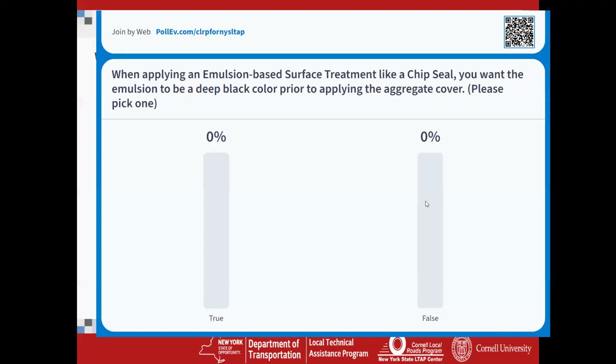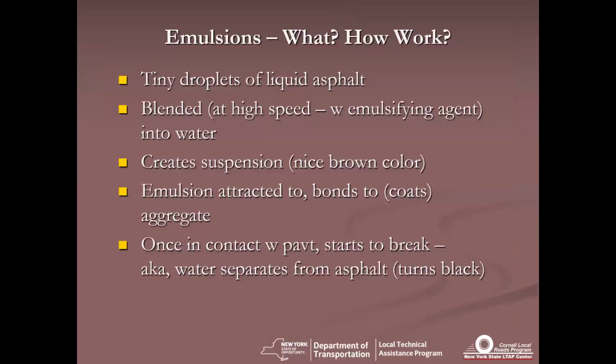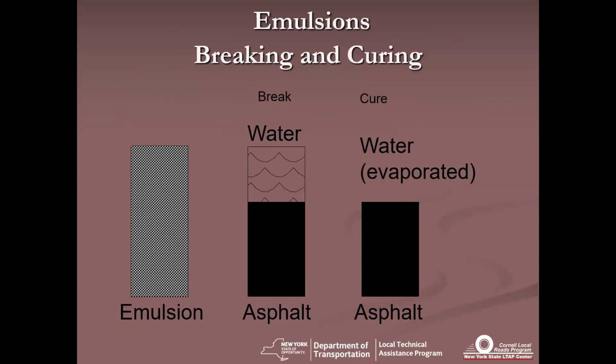When you're replacing an emulsion-based surface treatment like a chip seal, quick question: you want that emulsion to be a deep black color? Well, no, you don't want it to be a deep black color. You want it to be brown. What is the emulsion? It's your liquid asphalt mixed with water at high speed. It's creating a suspension. That's why you're getting that nice brown color. And when it's brown, it's going to be bonding with the aggregate.